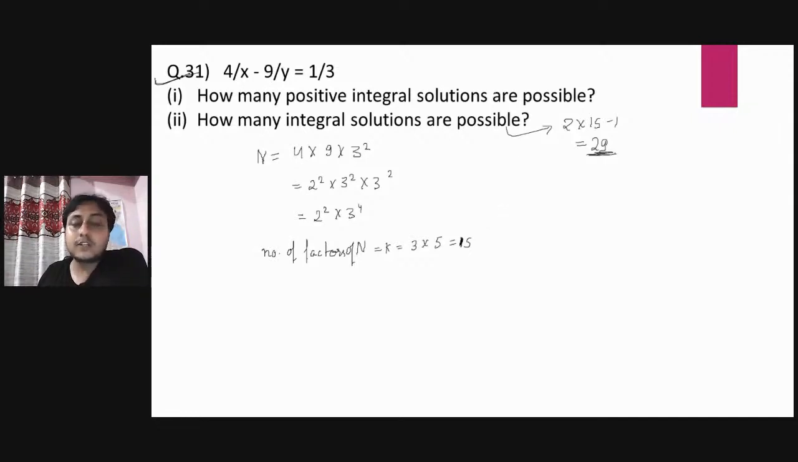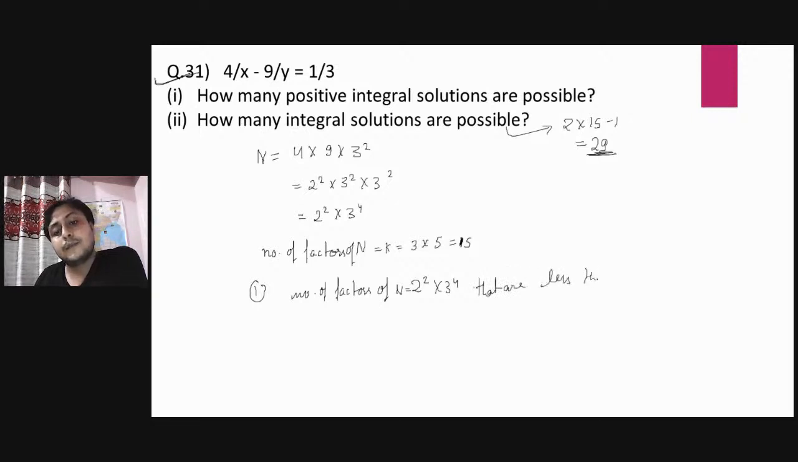And how many positive integer solutions are possible for this one? Positive integer solutions. So the answer should be the number of factors of n. N is what? 2 square into 3 power 4. That are less than a into c. A is 4. C is 3. That are less than 12.